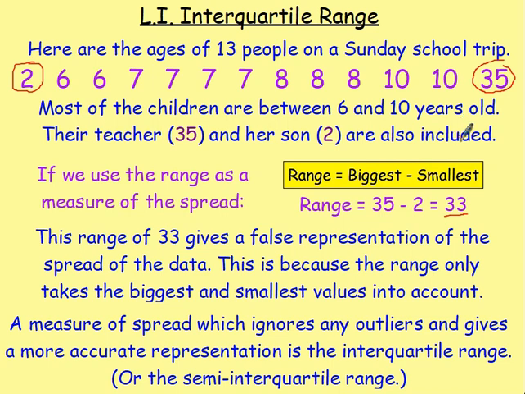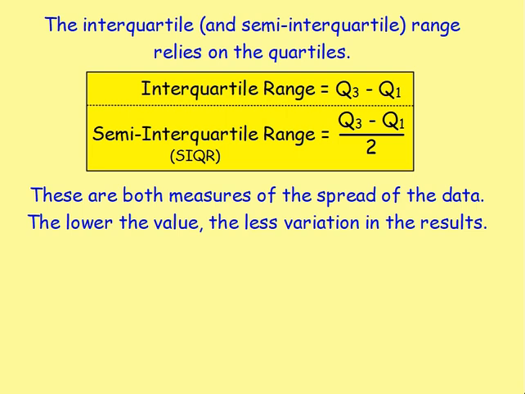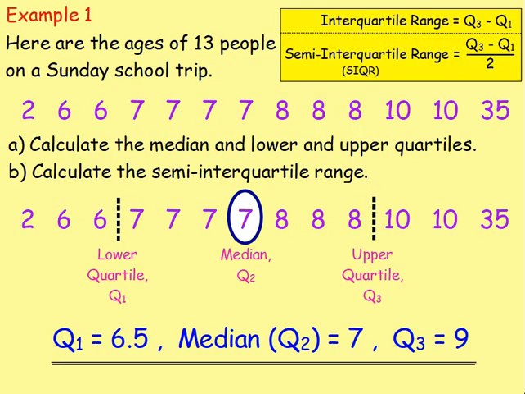What ignores any outliers and just looks at that middle 50% of the data is your interquartile range. And the way you find it is you use your quartiles. You do Q3, take away Q1. Or to get the semi-interquartile range, semi means half, so you just divide by 2. So it's Q3, take Q1, divide by 2.